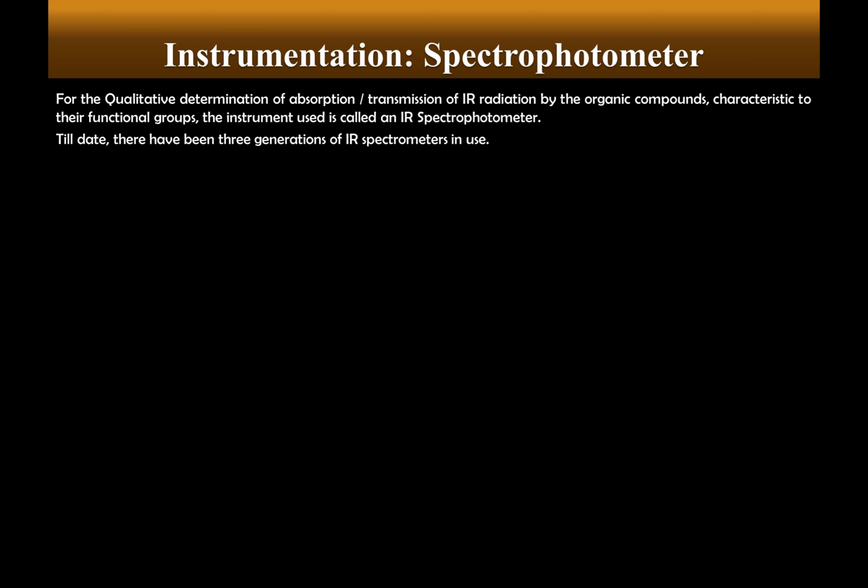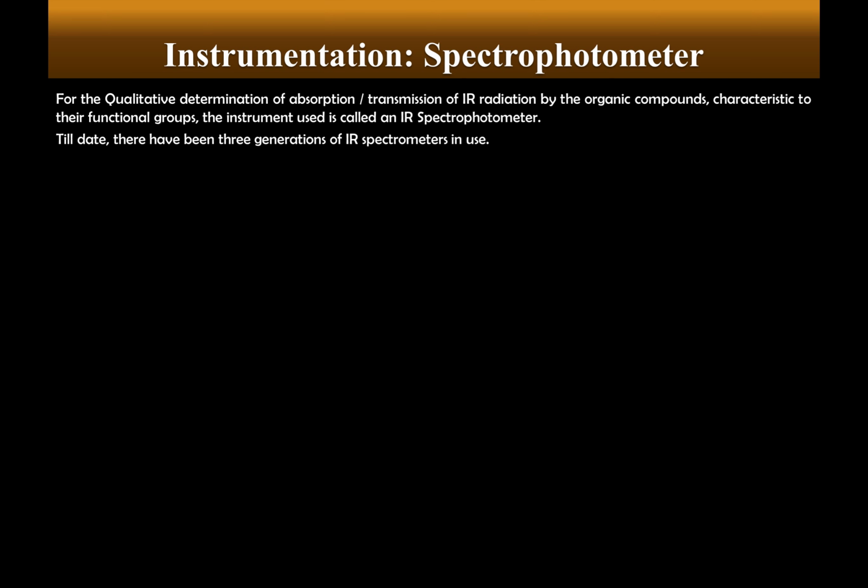Before we go to this, let us understand how the IR spectrophotometer evolved. So basically, IR spectrophotometer is mostly used for qualitative determination of absorption or transmission of IR radiation by various organic compounds, and these absorptions or transmissions are characteristic to their functional groups, and the instrument used for this measurement is called an IR spectrophotometer.